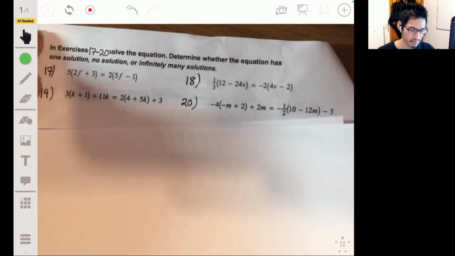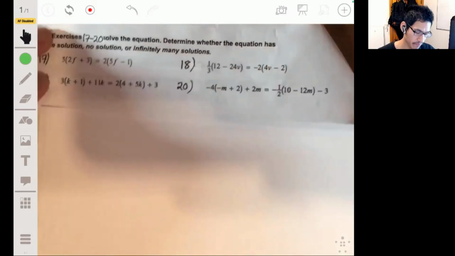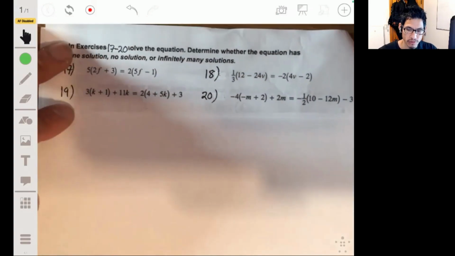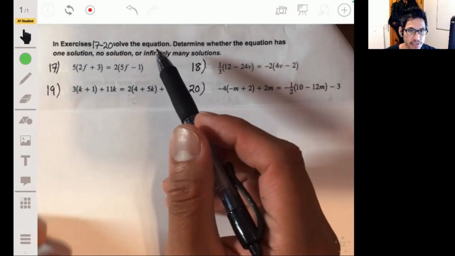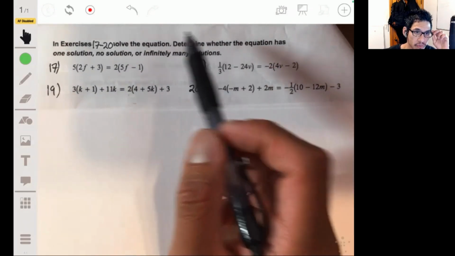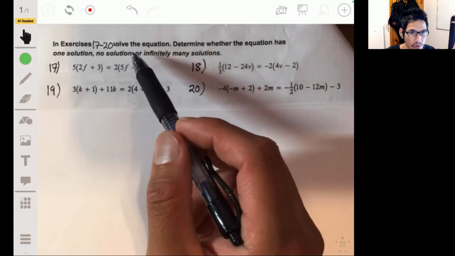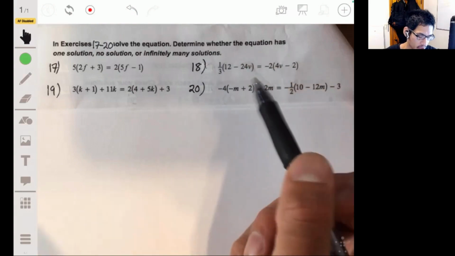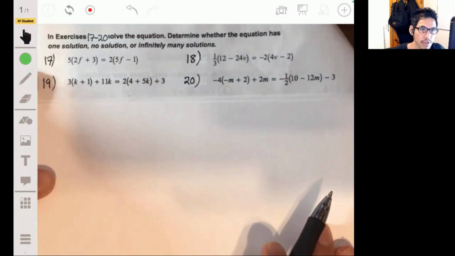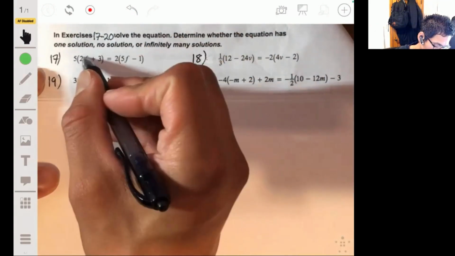All right, problem 17 on the back side. All right, we got to solve these equations. Determine whether the equation has one solution, no solution, or infinitely many solutions. No problem. That's what I do. Okay, some more distribution fun.